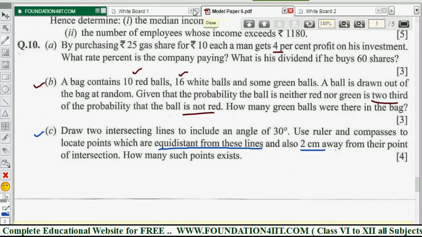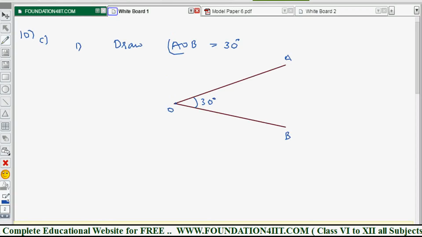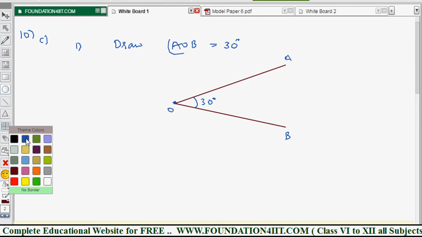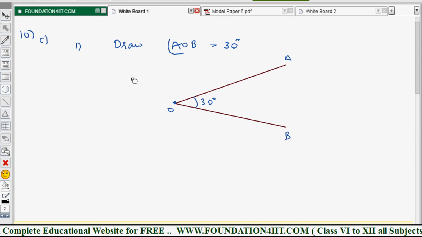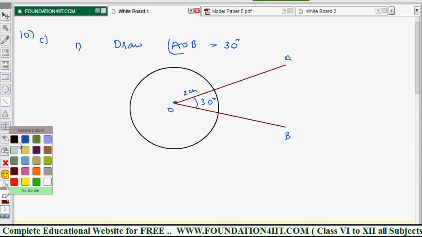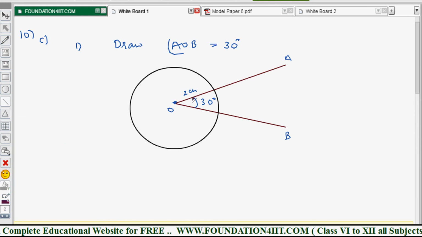So 2 centimeters away: let's construct a circle with O as the center and 2 centimeters radius. We'll construct that first. From here there is 2 centimeters, and these two lines you extend on either side. This line you can extend, and similarly this OB also you should extend.